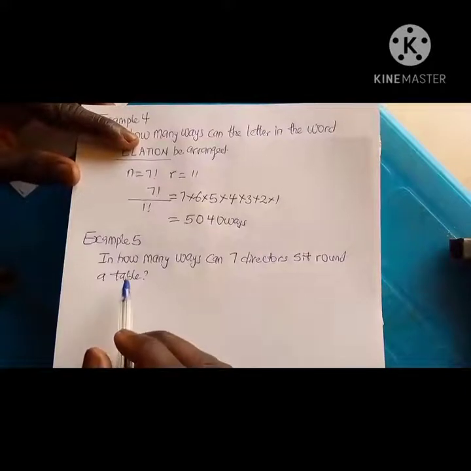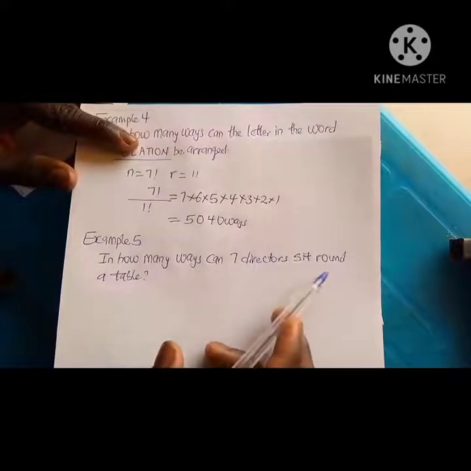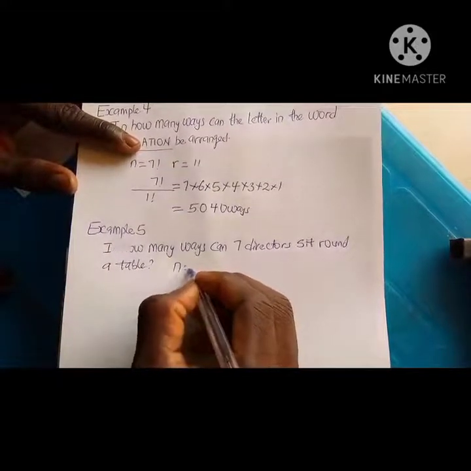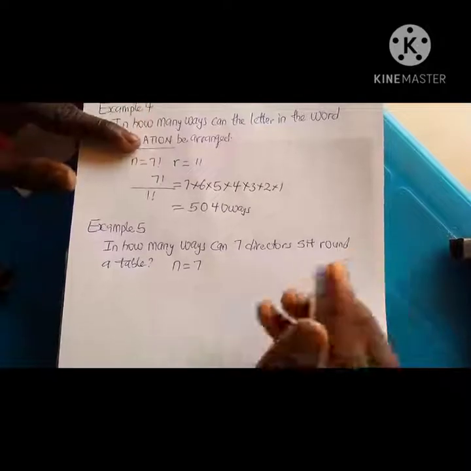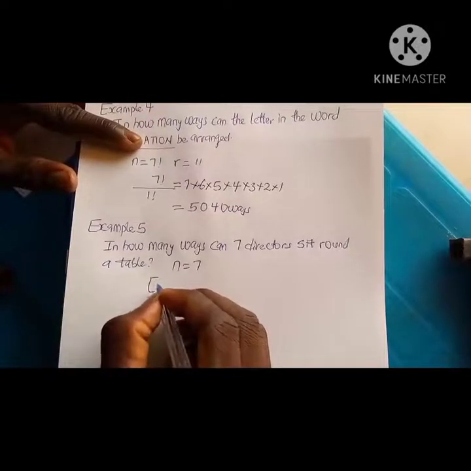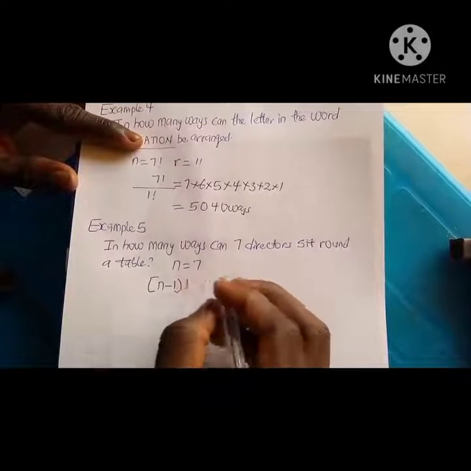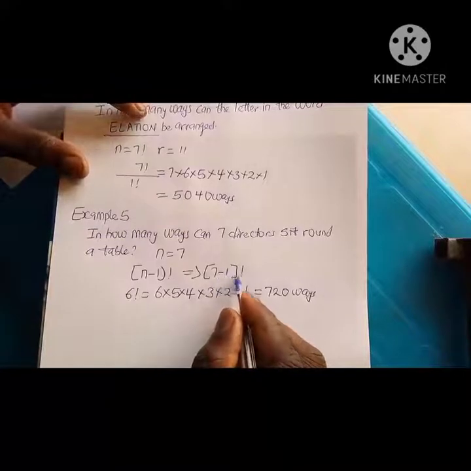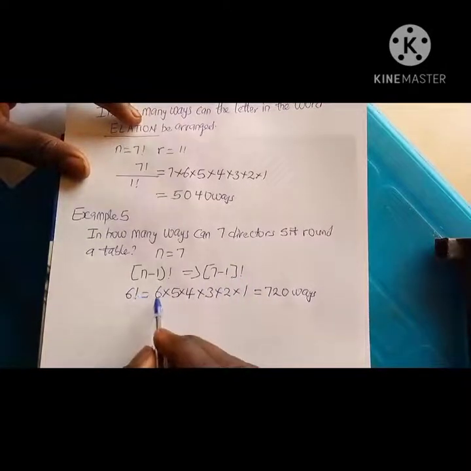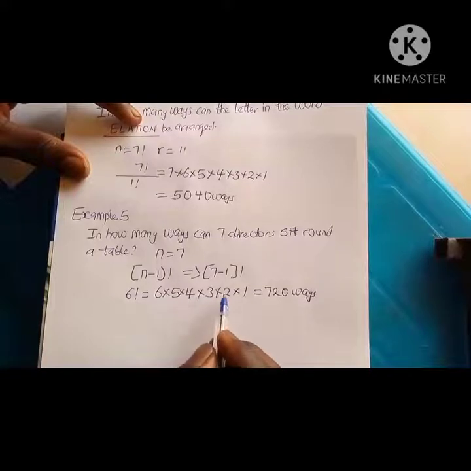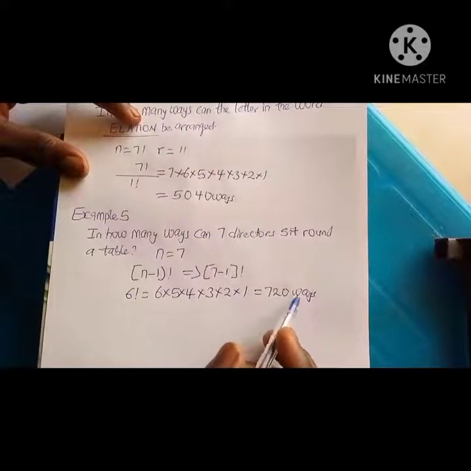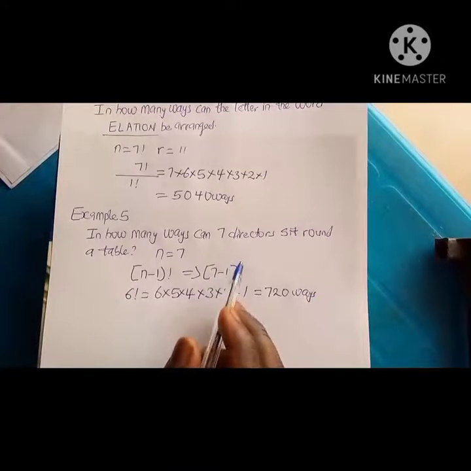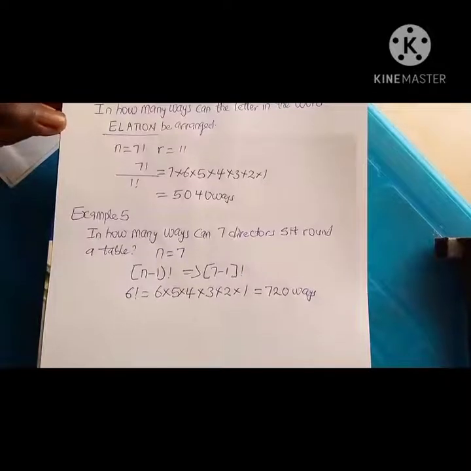Now this is another example. In how many ways can 7 directors sit around a table? Now 7 directors sit, n is going to be 7. The formula for this kind of example is n minus 1 factorial, which implies 7 minus 1 factorial, and that's 6 factorial. 6 multiplied by 5 multiplied by 4, 3, 2, 1. And when you multiply this together, 720 ways. Why? The first person is going to sit, then the others are going to sit along.